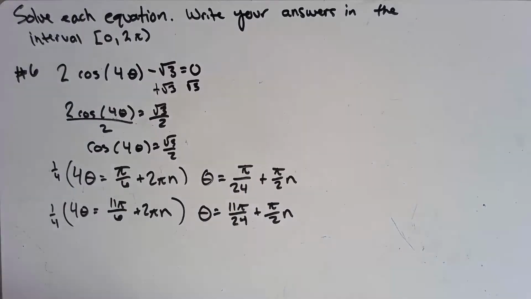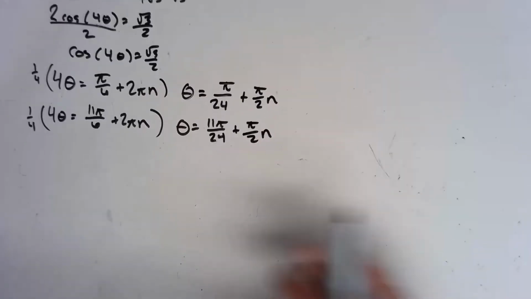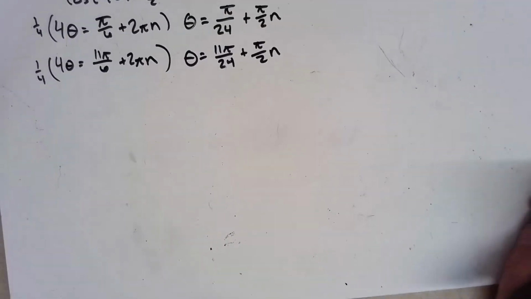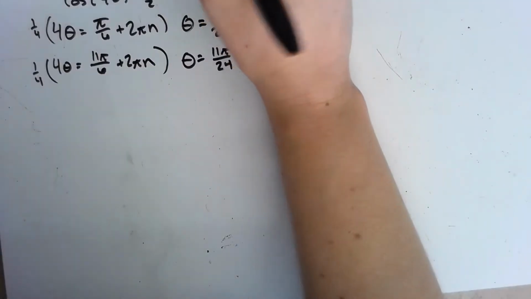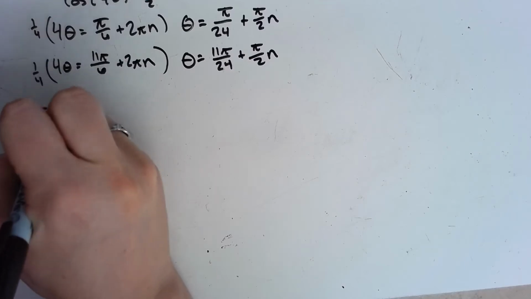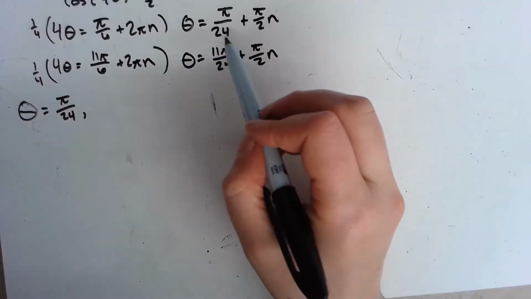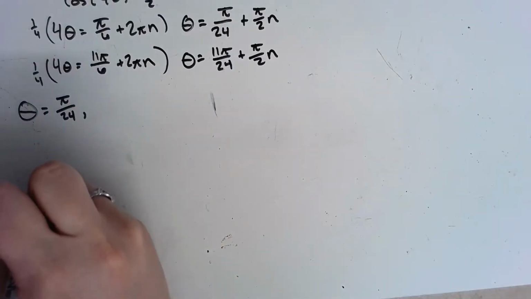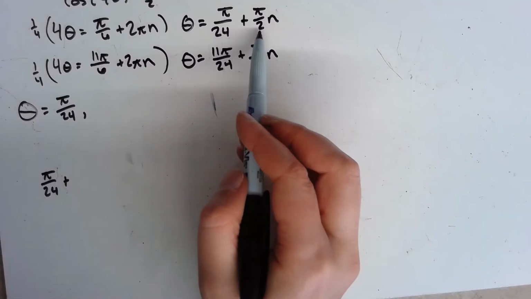Okay, so I'm just going to do that down here. So I'm going to put my answers right here. Theta equals pi 24ths. I know that one is my first answer. Okay, to find my next one, I'm going to take pi 24ths and I'm going to add pi halves.